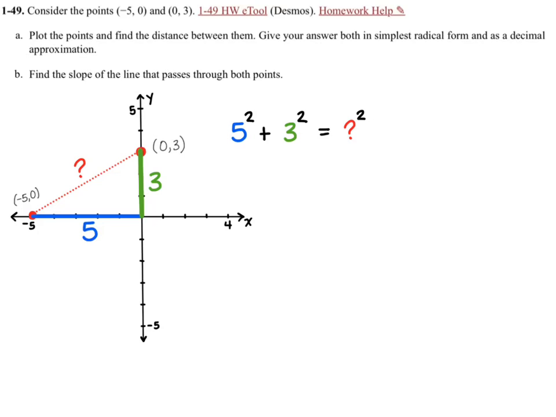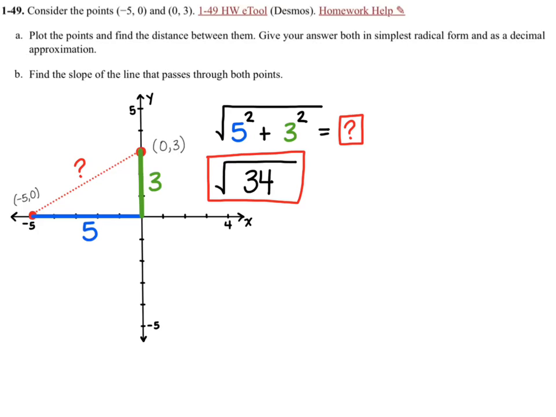And so I've got this equation right here where I'm trying to solve for that red question mark. Right now the question mark is being squared, and I don't want it being squared, so I take the square root of both sides. And I'm still trying to solve for that question mark, so I'm going to simplify this radicand. And I get 25 plus 9. When I add 25 and 9, I get 34. So the exact answer of what's the distance is the square root of 34.